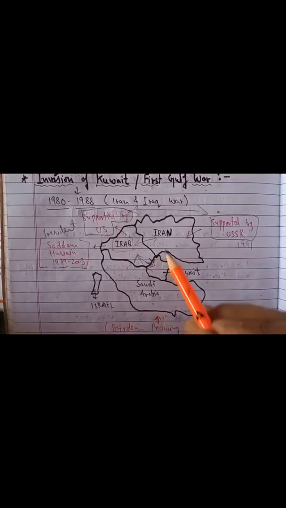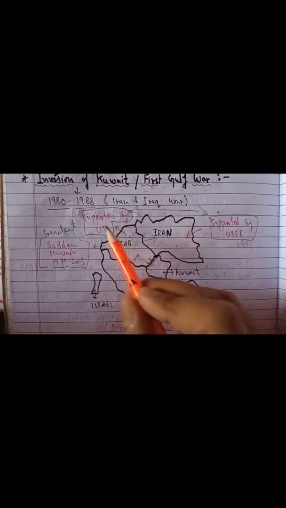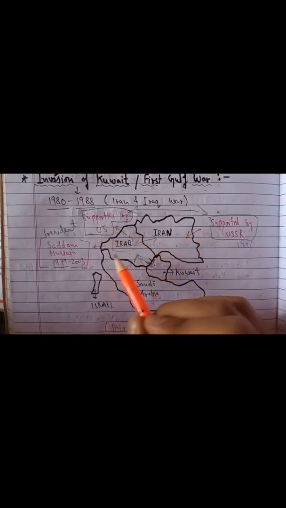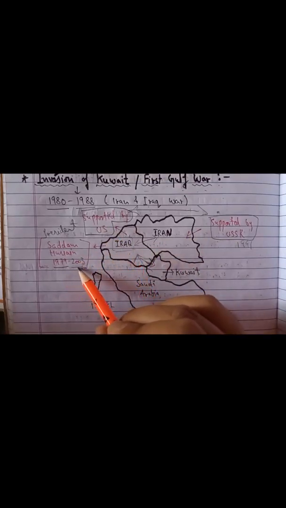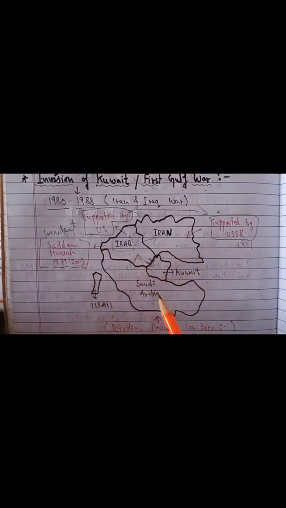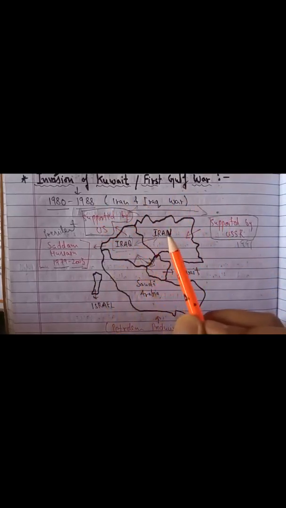There was a war between Iraq and Iran, which was here. Iran was supported by the USSR, and Iraq was supported by the US. Saddam Hussein was the president of Iraq from 1979 to 2003. And this is Kuwait. You can see Iraq has a common boundary with Kuwait, and Kuwait is also a petrol producing country. This is Saudi Arabia, this is Israel. You should keep these locations in mind when we discuss the invasion of Kuwait, the first Gulf War. You need not memorize the extra content I have written, but you just need to know the location.